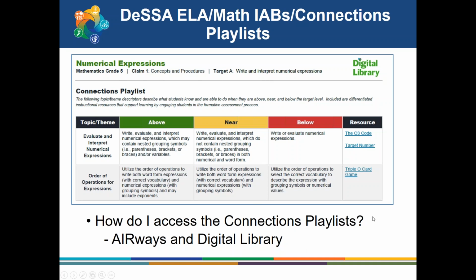How do you access the connections playlist? I mentioned it earlier. Once you get an IAB and the data is available in AIR Ways, under reports and longitudinal reports, you can access the connections playlist directly. It will send you to the digital library login, and then you can log in there. Or you can go directly and separately into the digital library without going through AIR Ways to look at the connections playlist.